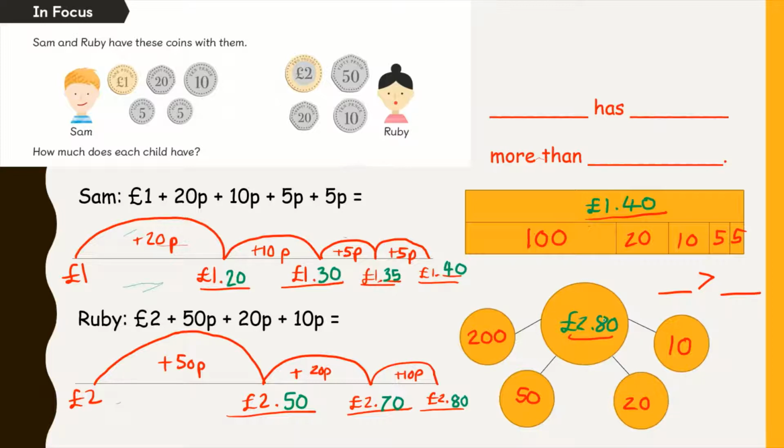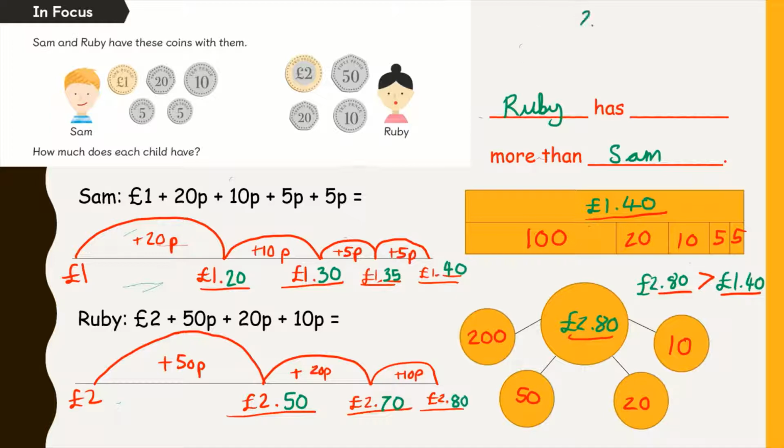It's Ruby. Ruby has the most because £2.80 is greater than £1.40. So Ruby has more than Sam, but the question remains how much more? So we need to subtract to find the difference, to find out how much more Ruby has than Sam.